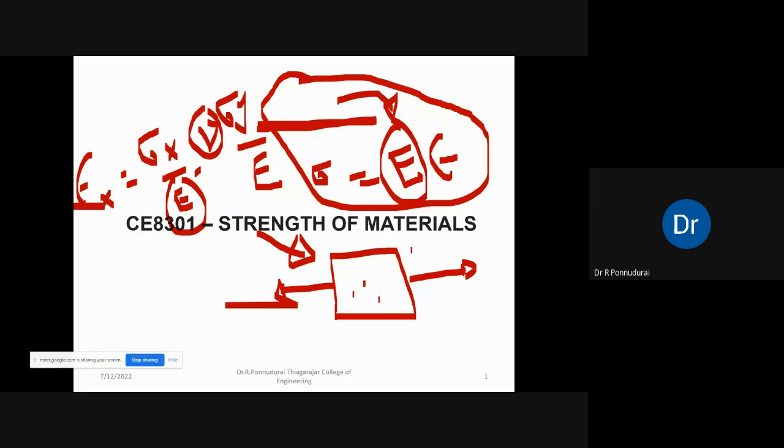Same if you go for 3D. Three parameters are required: the Young's modulus, Poisson's ratio, and modulus of rigidity, to relate the stresses with the strain. Is it clear now?